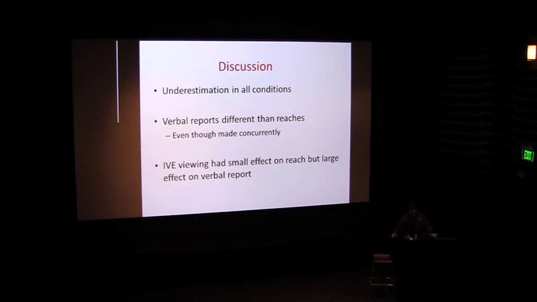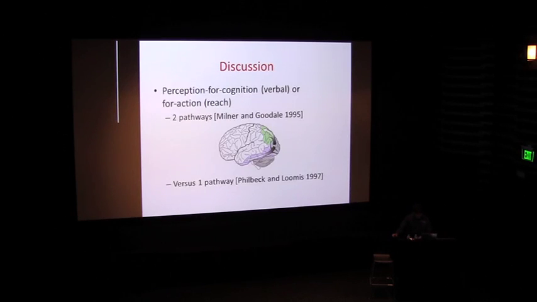And so with this, we're intrigued in the sense that we find this underestimation in the IVE as well as in the real world. If you look at the linear regression profiles, they do cross over, in the sense that there seems to be less underestimation in the IVE at closer distances, but more as distances keep increasing. And we also find this interesting difference between verbal and physical reach responses.